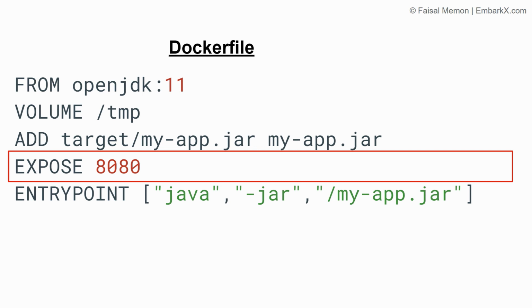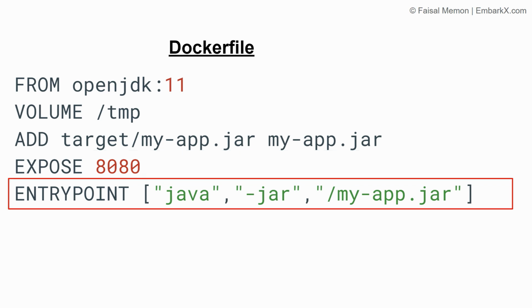Then we are exposing port 8080 to the host machine, which will allow us to access this application right from our system. Since the application will be running inside a container, we need a way to access it, and that is what this line will do. And then we have this command, ENTRYPOINT, which tells Docker what command to run when the container starts. So when the container starts, we are simply running our jar file.